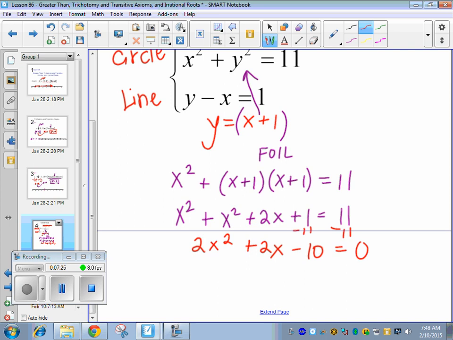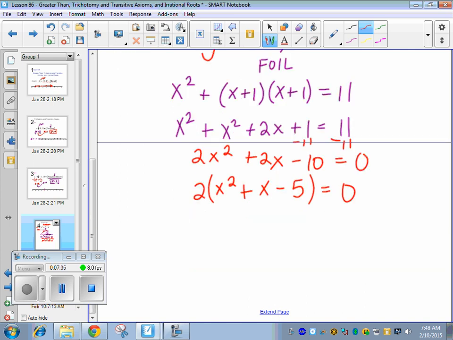There is a GCF. What can we factor out of all of that? A 2. Okay. Is there anything that multiplies to negative 5 and adds to 1? No. Okay, this one does not factor. So when you get to one that does not factor, you have to use the quadratic formula.